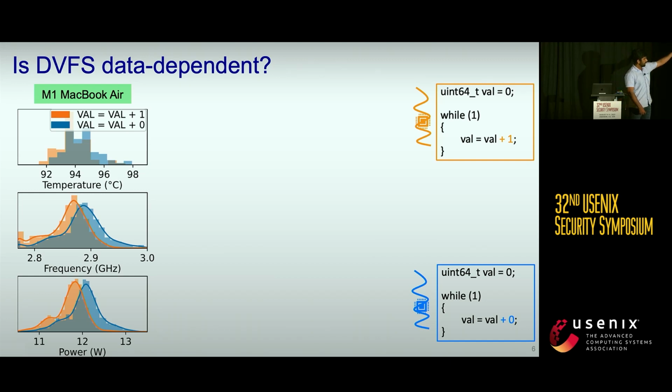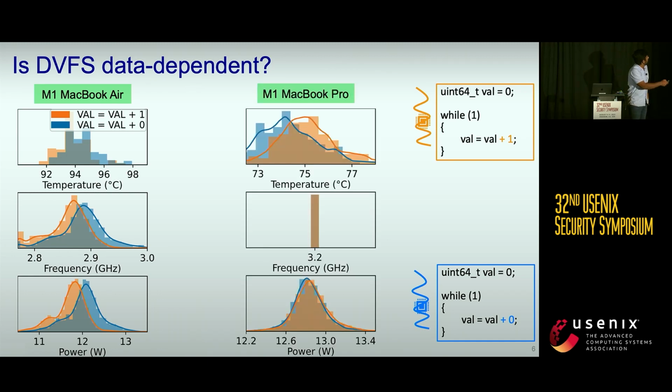Orange depicts when we are running the workload with data equal to 1, and blue depicts when we are running the workload with data equal to 0. So we see that the temperature is constant, but frequency and power are vastly different and also leak information about the data being processed. Now, the next plot is from an M1 MacBook Pro, and we see that the plot looks different, even though they have the same chip.